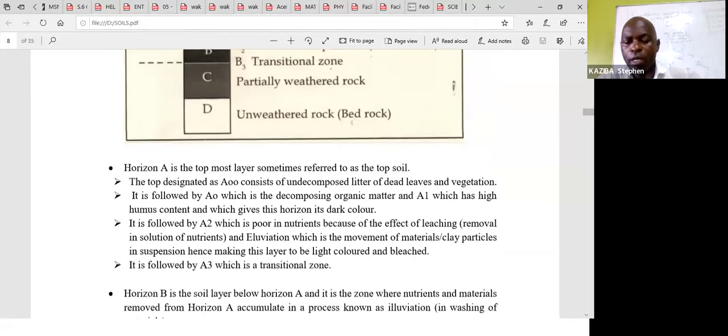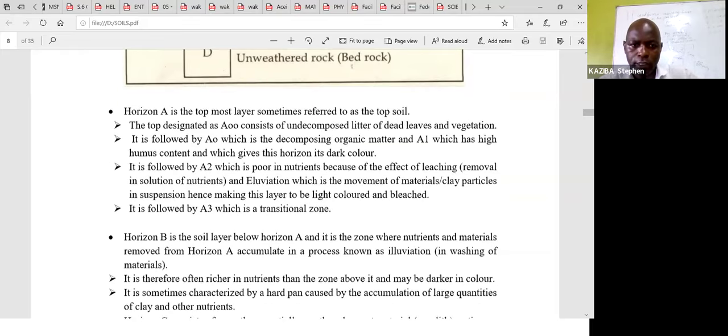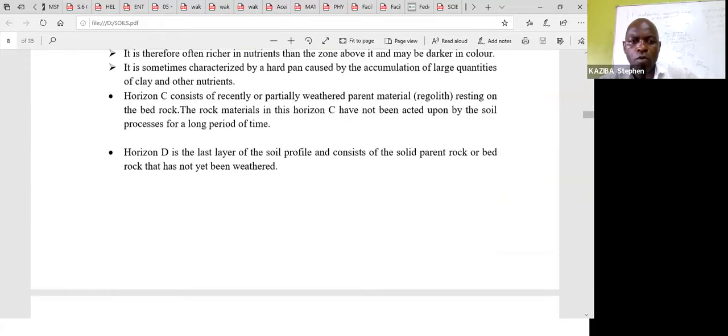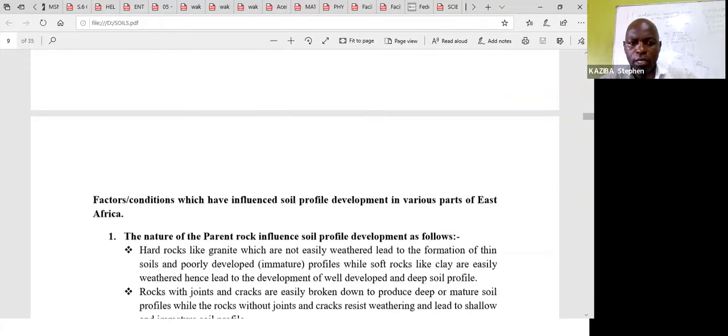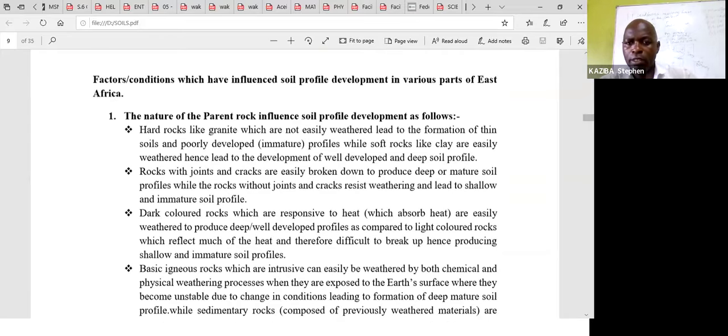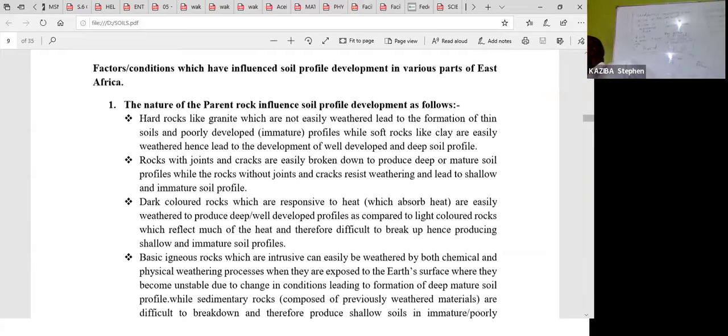Now you describe: our well-developed soil profile is made up of 4 layers. Horizon A is made up of, so you explain what you've drawn. After that, you go to the nature of the parent rock. Now those are the factors. We look at hard rocks and explain them concurrently. Hard rocks like granite are not easily broken down, leading to thin soils and poorly developed soil profile.